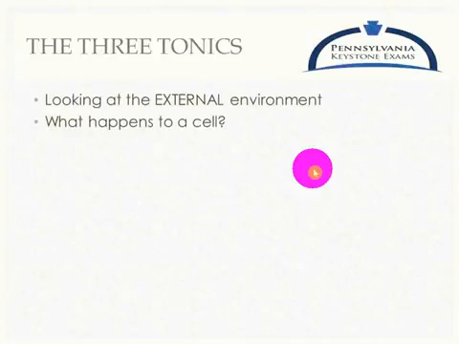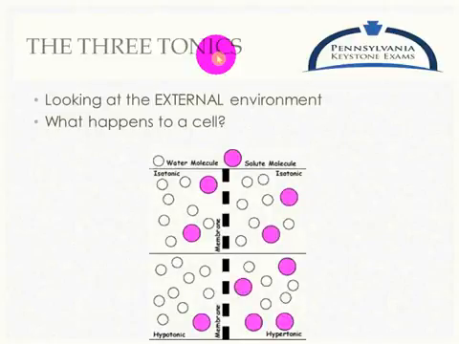What happens if a cell is placed into an environment, so the outside of the cell, that has lots of water? What happens if a cell is placed into an environment that has little water but lots of solute? What happens if a cell is placed into an environment that has the same amount of water, the same concentrations of solute as the inside of the cell? So we're going to refer to these as the 3 tonics because there's a hypotonic, a hypertonic, and an isotonic.